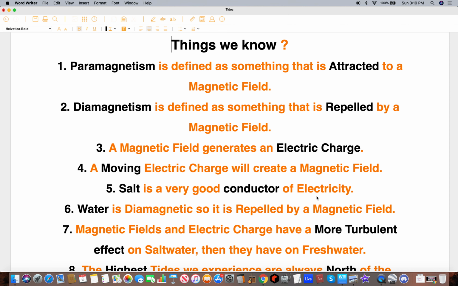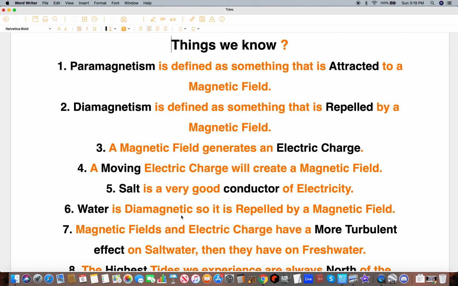Salt is a very good conductor of electricity. That's the reason. It's the conduction of the electricity because of the salt. So that is such a massive part of why our oceans do what they do.